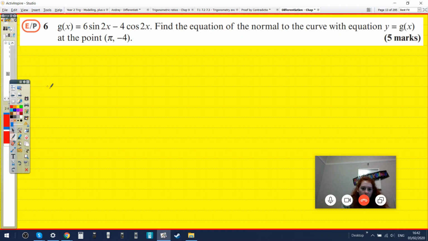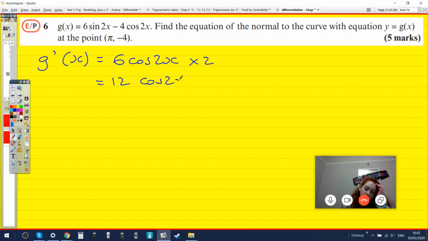So the 6 sine 2x, would that go to 6 cos 2x times by 2? Mm-hmm. So that's 12 cos 2x. Mm-hmm. And then is that add? Mm-hmm. Would it be 8 sine 2x? Well done.